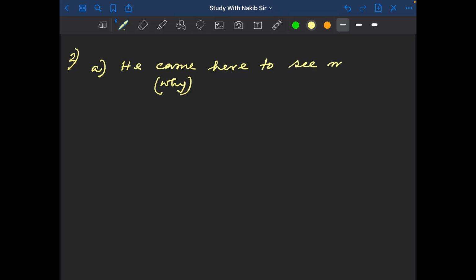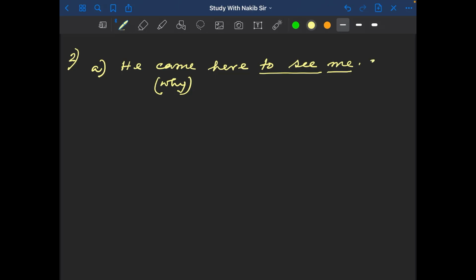Number 2, a gerundial infinitive is used in a sentence as an adverb to express cause, purpose, result, condition. Okay, so see the example. To express the cause, he came here. Why? This is the question. Because he wanted to see me. He came here to see me. To see me. This part is expressing the cause.